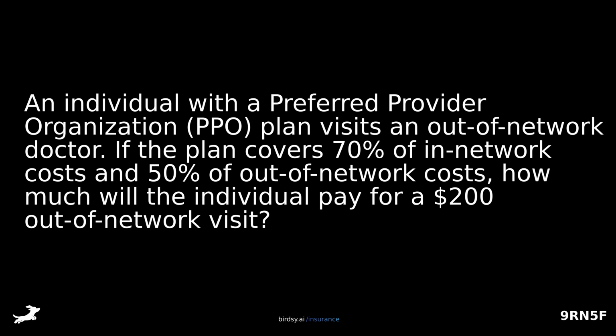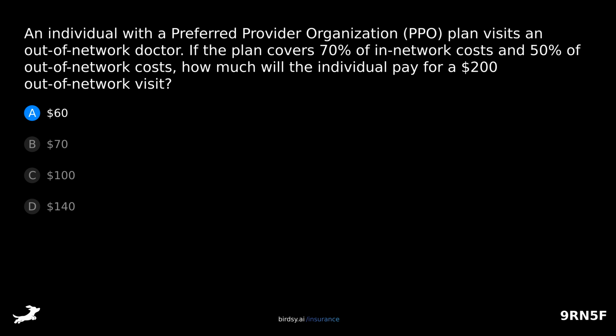An individual with a preferred provider organization plan visits an out-of-network doctor. If the plan covers 70% of in-network costs and 50% of out-of-network costs, how much will the individual pay for a $200 out-of-network visit? Is it A, $60, B, $70, C, $100, or D, $140? The answer is C, $100.